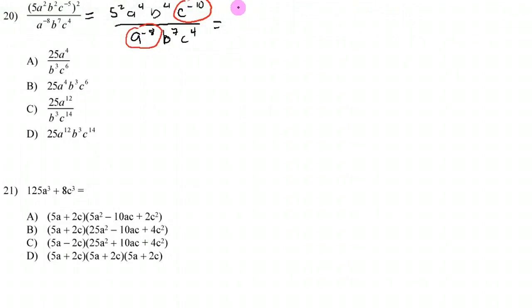And I'm going to end up with, let's see, the 5 squared is still on top, a to the 4th still on top, b to the 4th still on top. That c to the negative 10 is down, but that a to the 8th moved to the top. On the bottom I have b to the 7th, c to the 4th, and then also the c to the 10th that moved down.